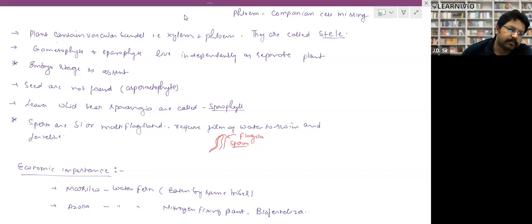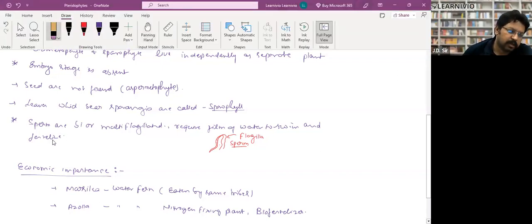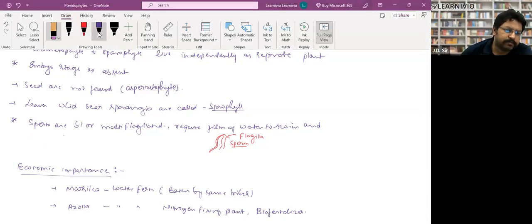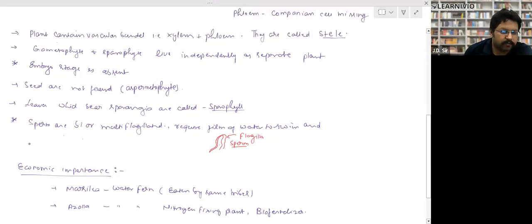Sperms are bi or multiflagellate. They require a film of water to swim and fertilize the ovum.